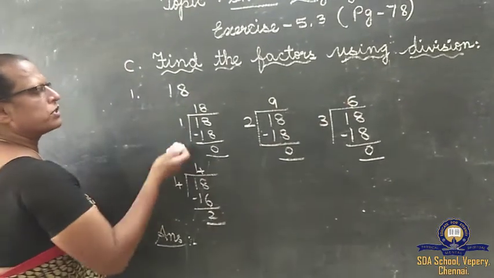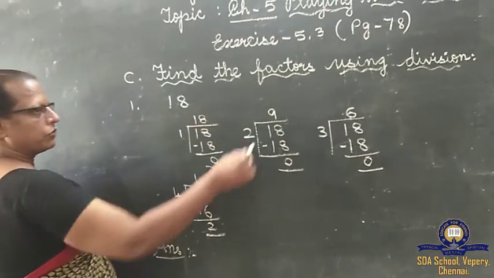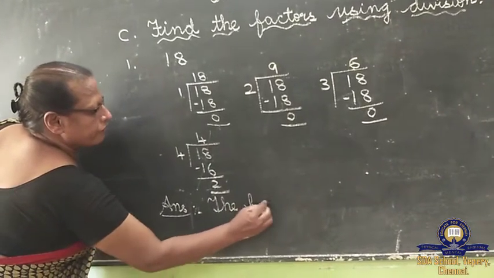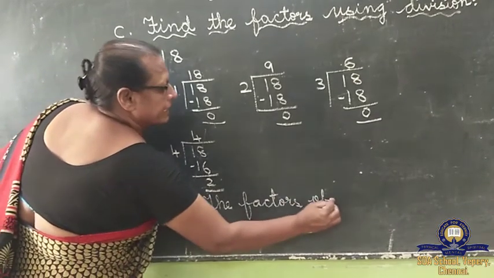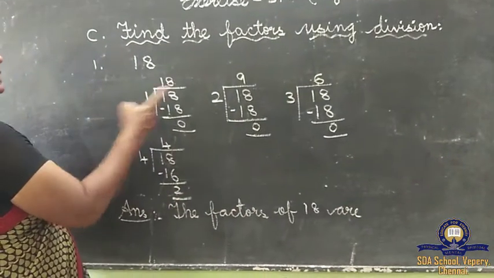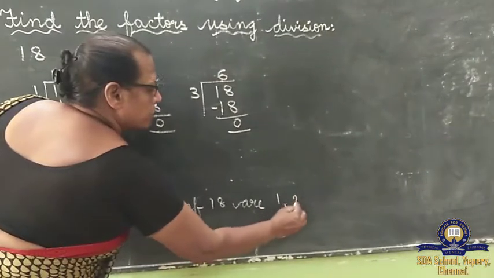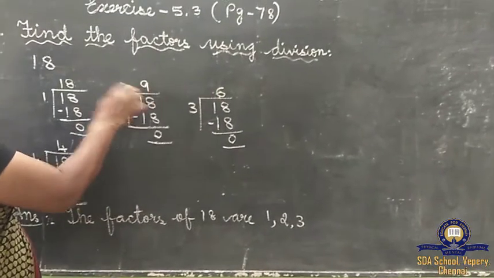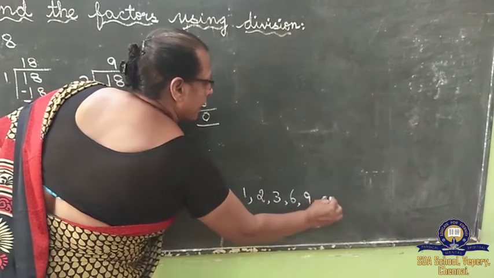So don't think that I have written only 3. See, you have to see the above also. This quotient also you have to see. Okay, children. So what will the answer be? The factors of 18 are what you have to write? 1, 2, 3. In ascending order I told, isn't it? 1, 2, 3, and then what you have to write? 6, 9 and 18.